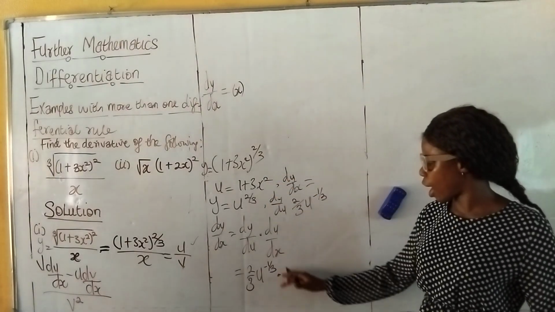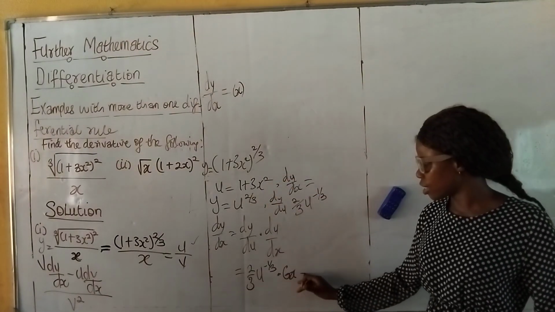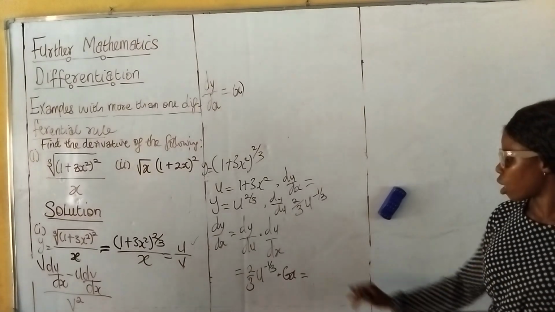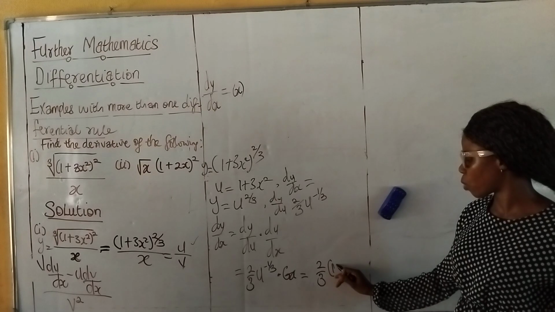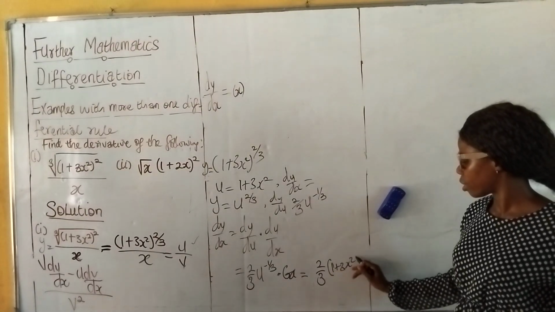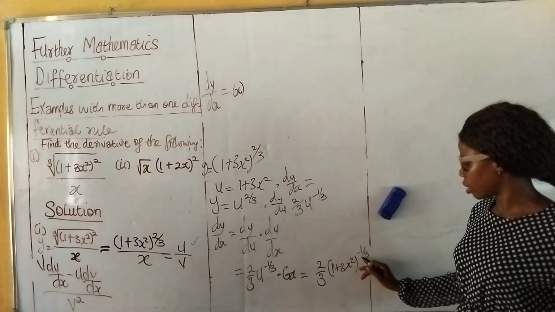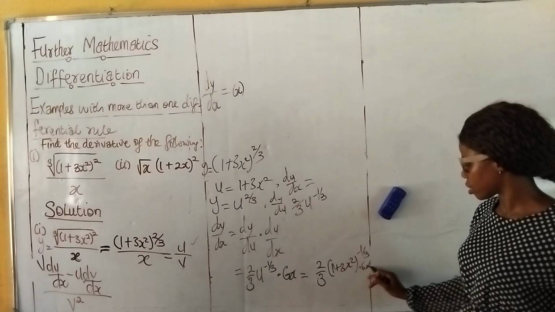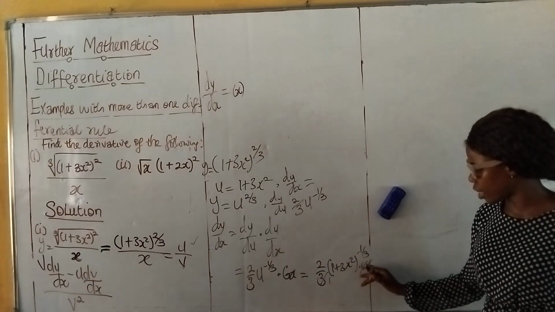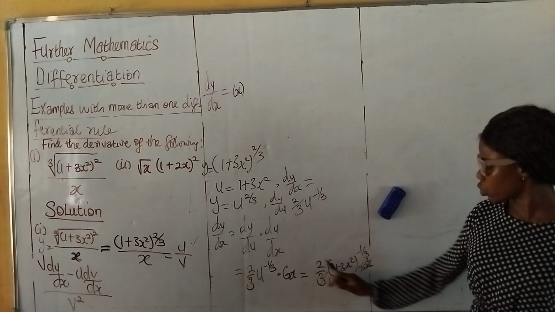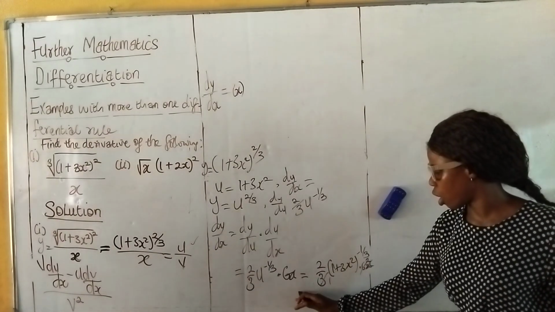So times we have 6x. And this is now simply 2 over 3. In place of u now, I can write 1 plus 3x squared to the power of minus 1 over 3, times 6x. So over here, you can now say 3 here 1, 3 here 2. So 2 times 2x will give us what?